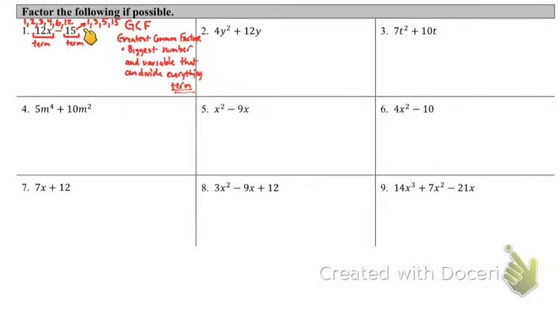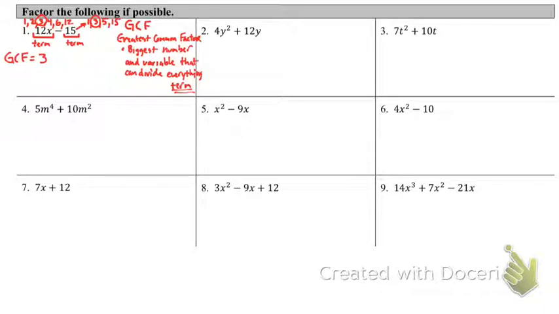Okay? So if you think about it, do they have 12 in common? No. Do they have 6 in common? No. Do they have 4 in common? No. Do they have 3 in common? Yes. So 3 is my greatest common factor when it comes to numbers. Okay? So right now, my GCF is 3. Because 3 is the biggest number that can divide 12 and also divide 15.